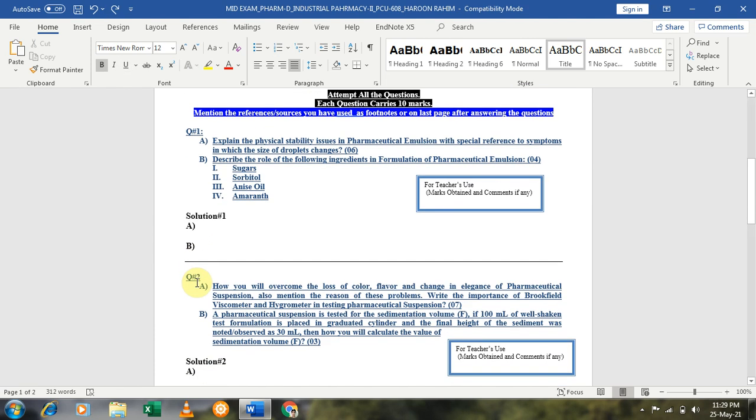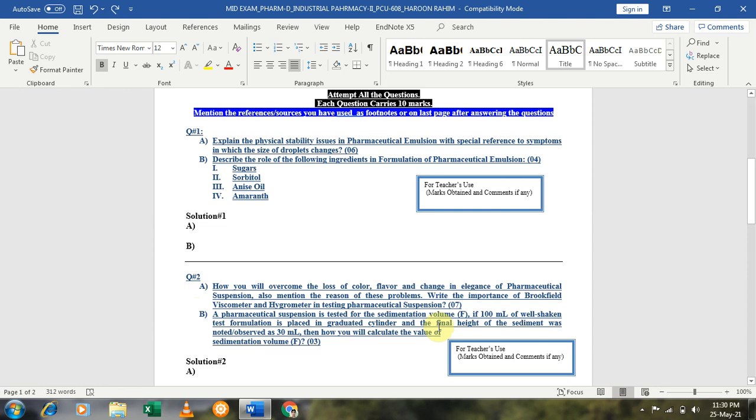Question number 2 is how you will overcome the loss of color, flavor, and changes in elegance. These are some symptoms which may result due to some problems in the formulation, that is pharmaceutical suspension. Recalling from the pharmaceutical suspension chapter, you can consult these changes, and these changes are resulted due to some problem, and you have to write the reason of the problem, that why these changes occur, and how to solve the problem.